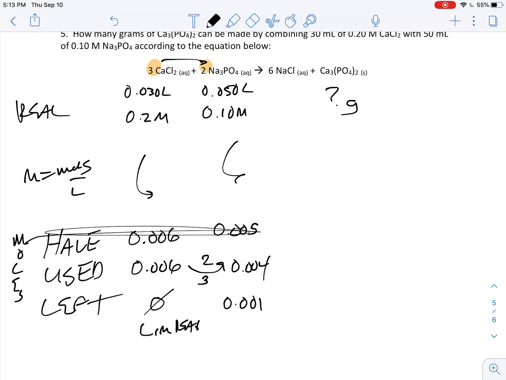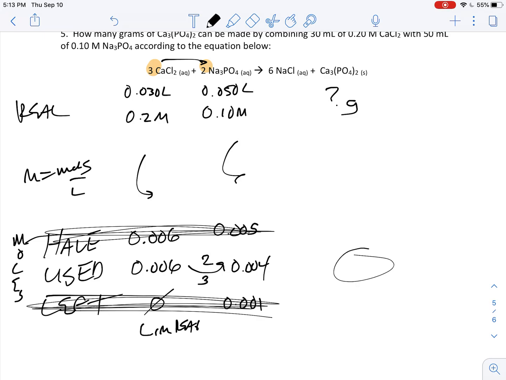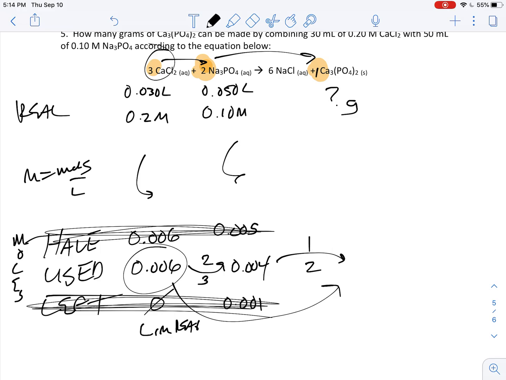But now that I'm at this point, I don't care how much I have, and I really don't care how much is left over, unless they ask me about that. I want to know what's going on here. So how do I get there? I go this way by either a 1/2 ratio, because again, I'm starting at 2, and then going to my imaginary 1 over here. So from there to there is a 1/2, or I'm going to start at my 0.006 and work my way over here from a 3 down to a 1, so that would be a 1/3. So whether I take half of 0.004 or a 1/3 of 0.006, I should end up with 0.002 moles that are actually made over here.